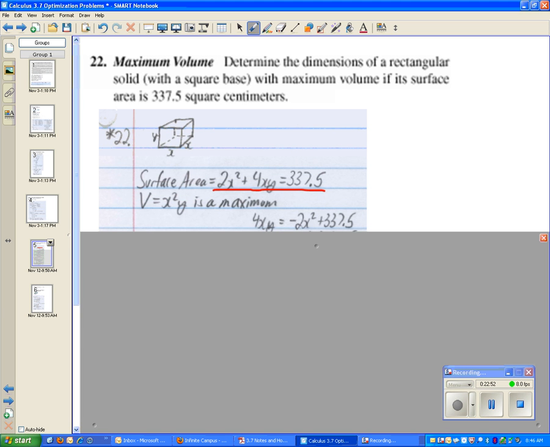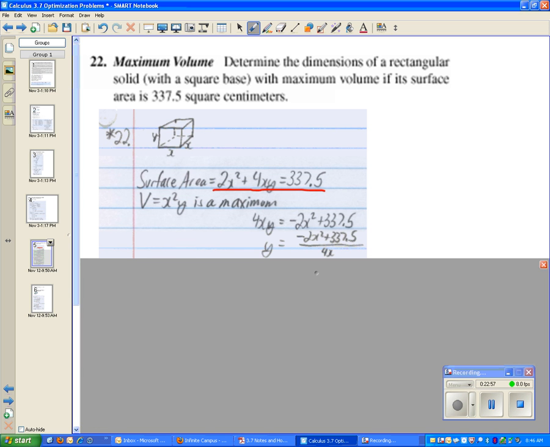And what do we do next and last? Divide by 4x. So that's what y equals. And that's going to be easy to work with.